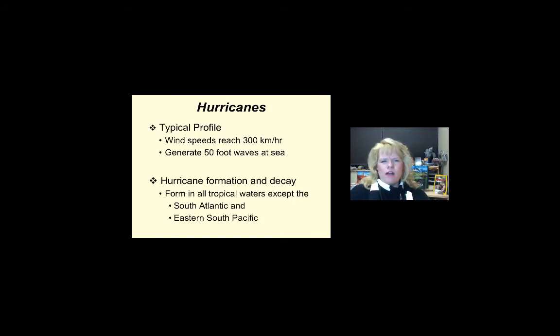So what's the profile in terms of wind speeds? Literally, they can reach speeds up to 300 kilometers per hour. They can generate wind-generated waves up to 50 feet at sea, but your worst and most dangerous part of a hurricane, besides all the wind, all the rain, is really storm surge. Storm surge is where that ocean is being pushed by the wind and literally pushes a wall of water onto land. So the flatter the land, the more at risk you are for storm surge.